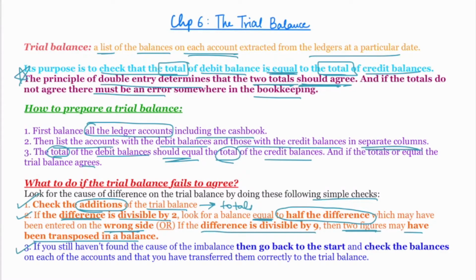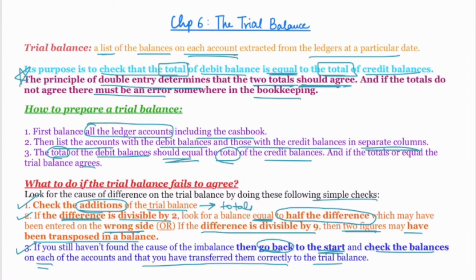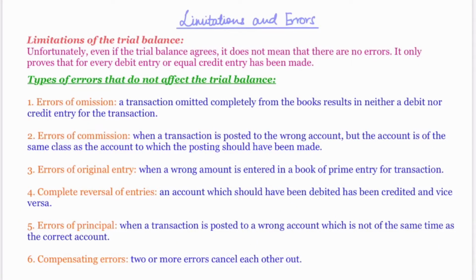Third, if you still haven't found the cause of the imbalance, then go back to the start and check the balances on each of the accounts, that you may have transferred them correctly to the trial balance. Now, let's see the limitations and errors. What is the limitation of a trial balance? It is that unfortunately, even if the trial balance agrees, it does not mean that there are no errors. It only proves that for every debit entry, an equal credit entry has been made.